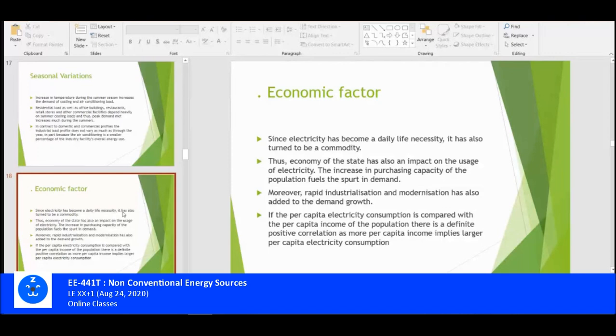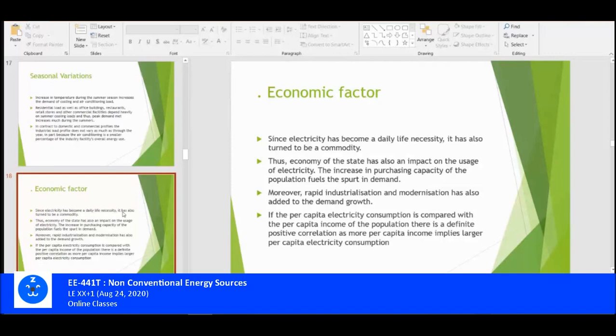Thus, the economy of the state also has an impact on the uses of electricity. The increase in purchasing capacity of the population fuels the spurt in demand. There is no denying the fact. Moreover, rapid industrialization and modernization have also added to the demand growth.